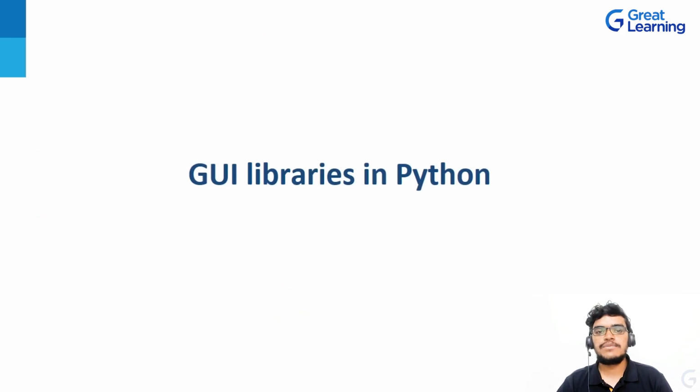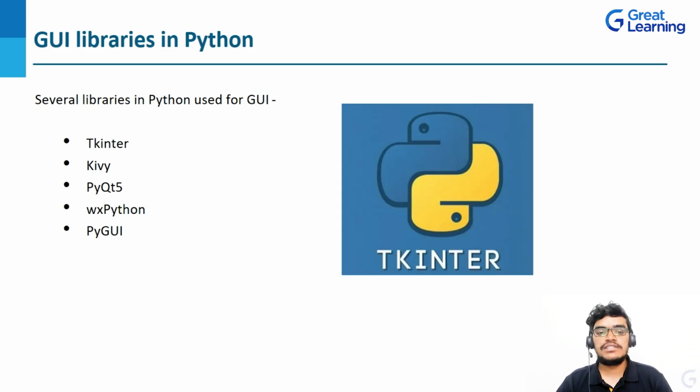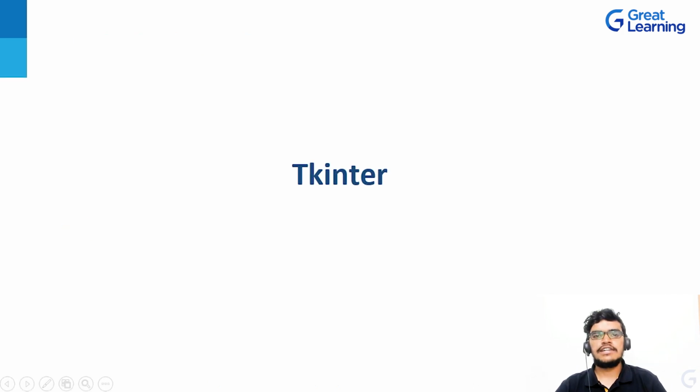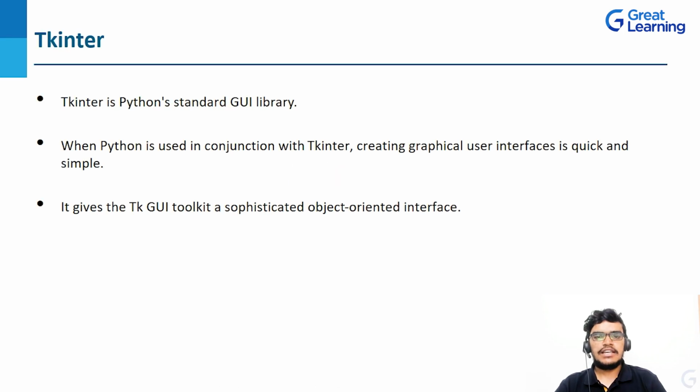Now, let's see the different types of graphical user interface libraries present in Python. We have several libraries used in Python for GUI: Tkinter, Kivy, PyQt5, wxPython, and PyGUI. Now let's get some idea about Tkinter. Python Tkinter is nothing but a standard GUI library. When Python is used in conjunction with Tkinter, it creates a graphical user interface that is quick and simple. Also, it gives the Tk GUI toolkit a sophisticated object-oriented interface. So this is the basic idea of Tkinter.